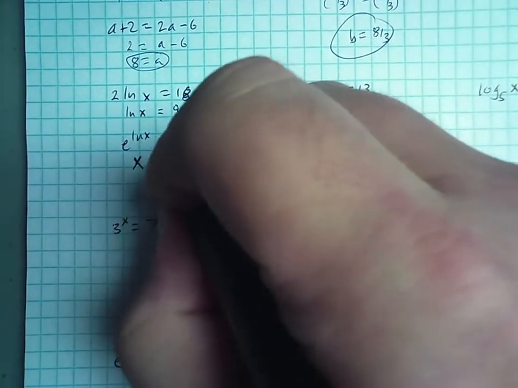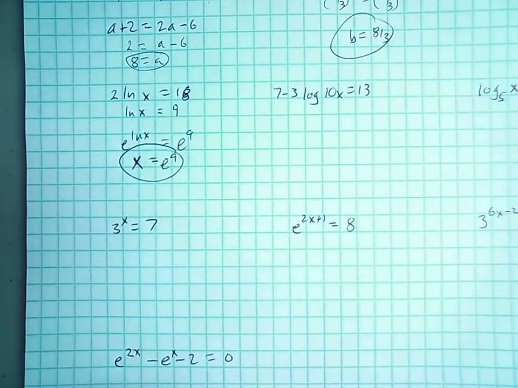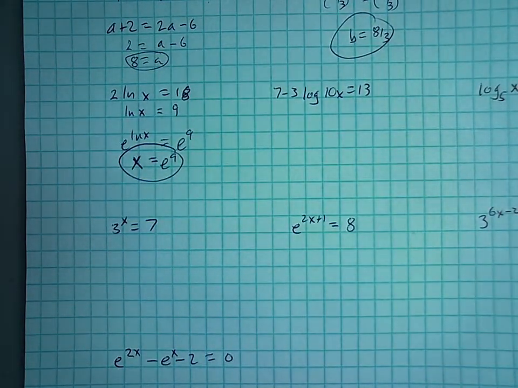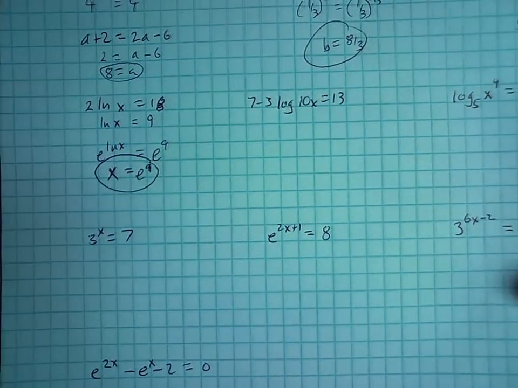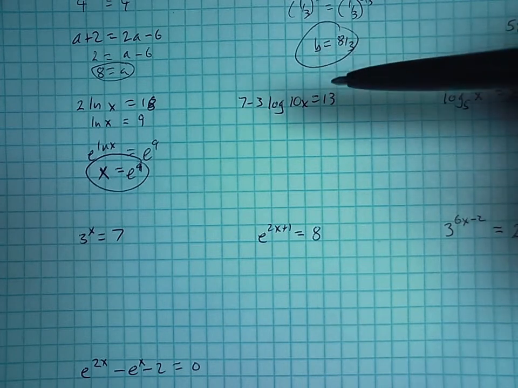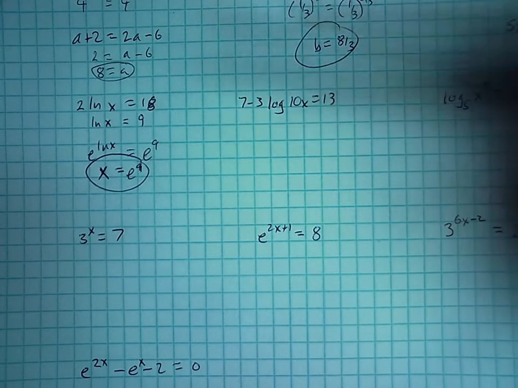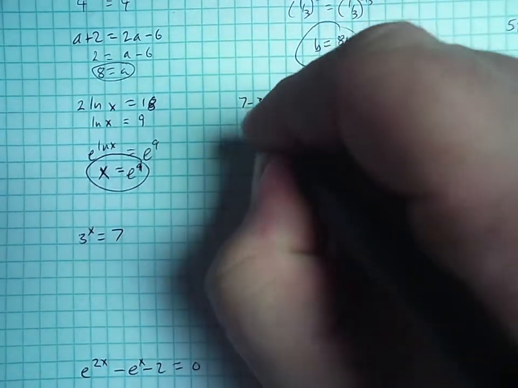And so my answer is actually e to the 9th power, for which you could produce a decimal approximation if you want. But since a monkey can use a calculator, I'm going to just circle x equals e to the 9th and let somebody else worry about what decimal that might be. 7 minus 3 times the log of 10x equals 13. So again, first thing I'm going to do is isolate my logarithm.